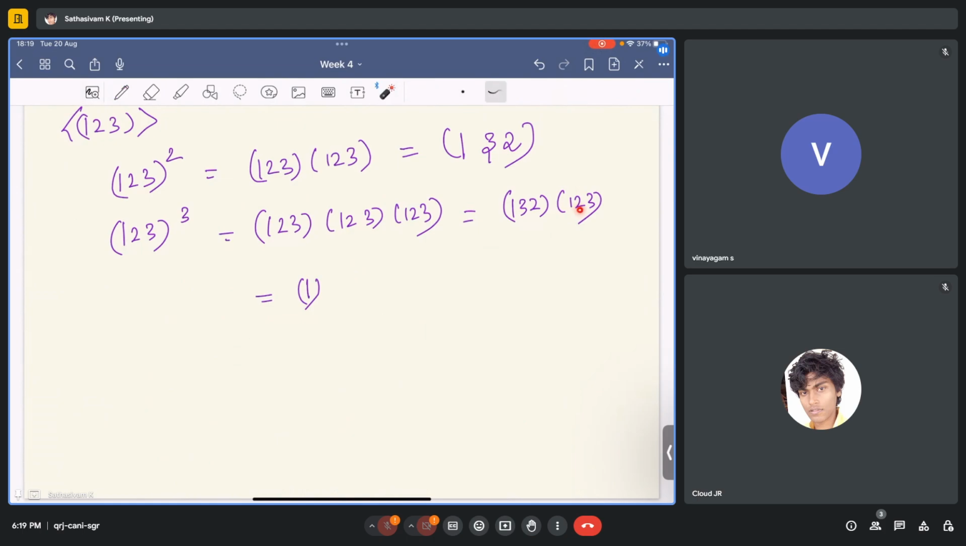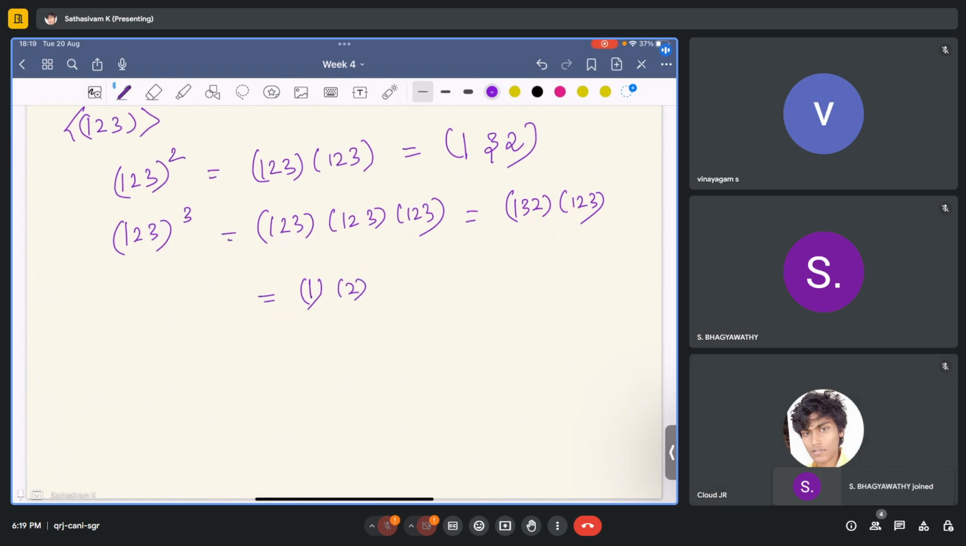Let's look at the 2. 2 goes to 3 here, and 3 goes to 2 again. So 2 also goes to itself. If you look at the 3, 3 goes to 1 here, and 1 goes to 3 here. So 3 goes to itself. So this is nothing but the identity.